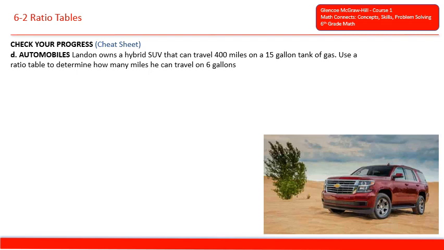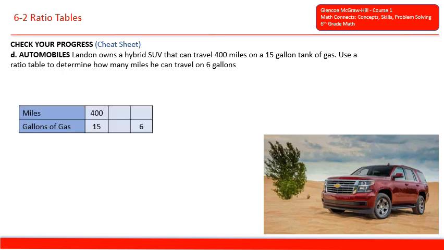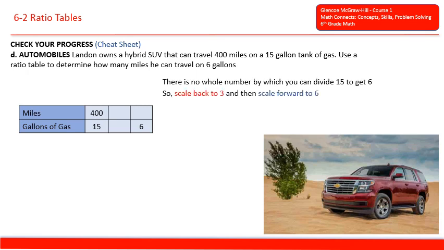Automobiles. Landon owns a hybrid SUV that can travel 400 miles on a 15-gallon tank of gas. Use a ratio table to determine how many miles he can travel on 6 gallons. So he can go 400 miles on 15 gallons of gas, and we're trying to figure out how far he can go on 6. We need to get from 15 to 6 and then make the same adjustment from 400. So there's no whole number that can get you right from 15 to 6.